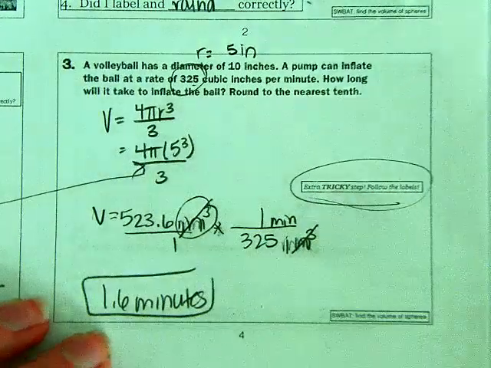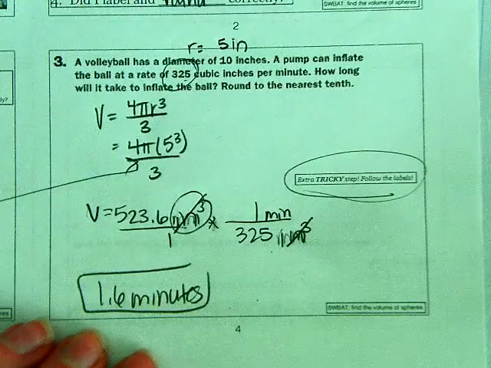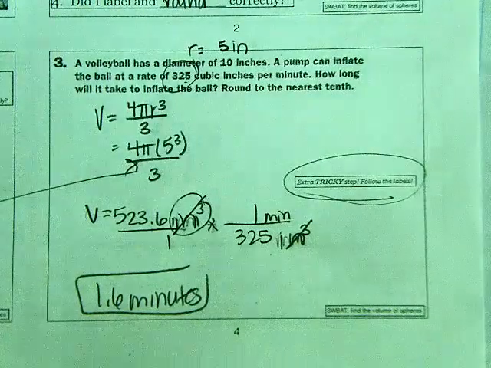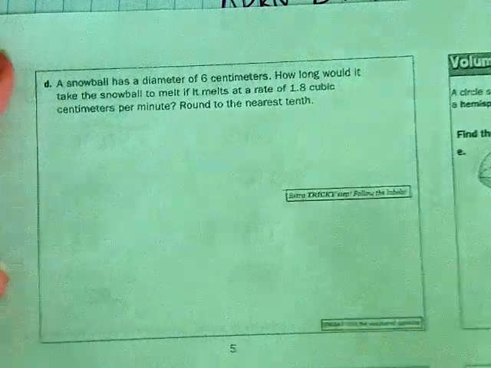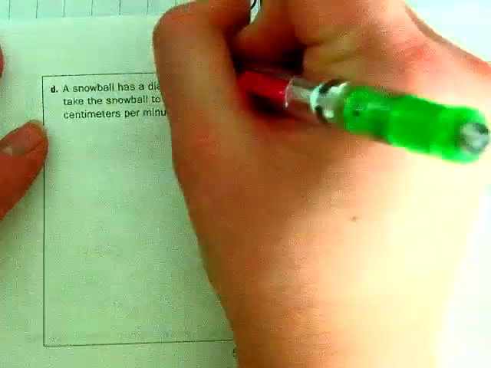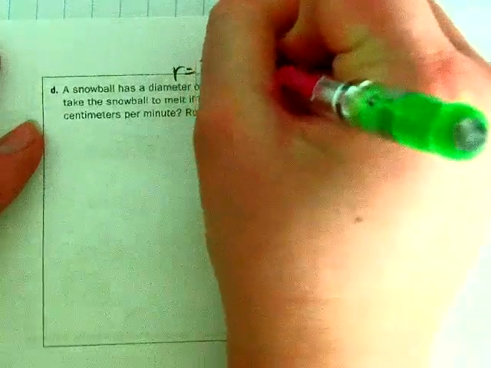So we've done some multiplying, like when we were trying to figure out how much they weigh, but if I'm trying to figure out how long it takes to inflate, this is a division problem. So here's another practice one. A snowball has a diameter of 6 centimeters. That's a problem. We need the radius, so it's going to be 3 centimeters.